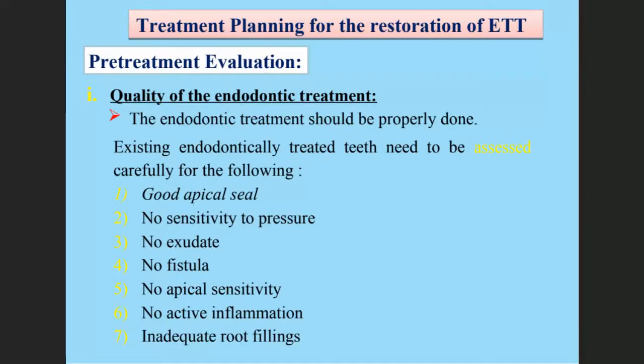So any existing endodontically treated tooth should be assessed for the following: good apical seal, no sensitivity to pressure or percussion, no exudate, no fistula, no apical sensitivity, no active inflammation. Also, you have to assess for inadequate root filling. If there is any problem of this, then you will consider retreatment.